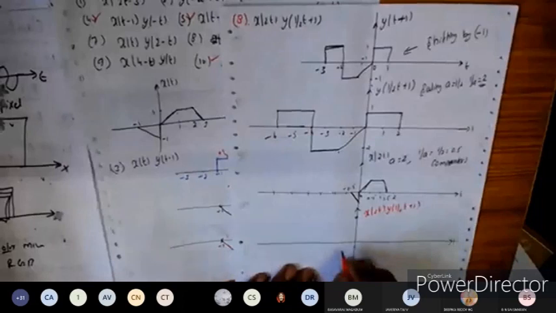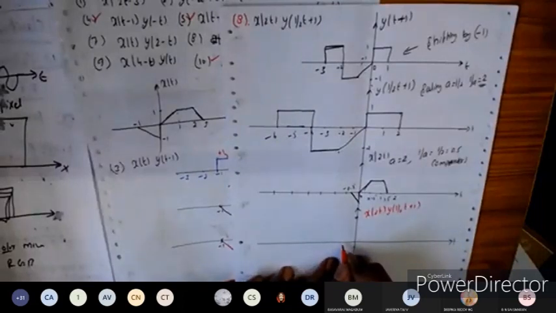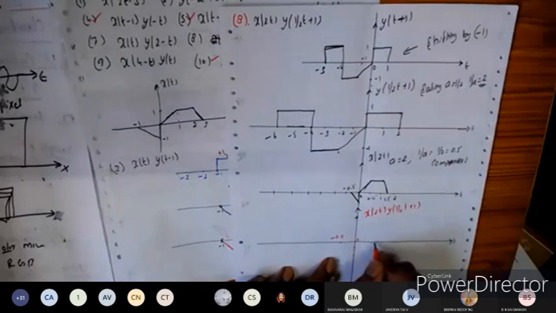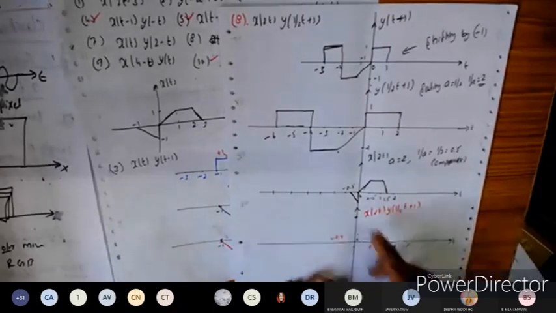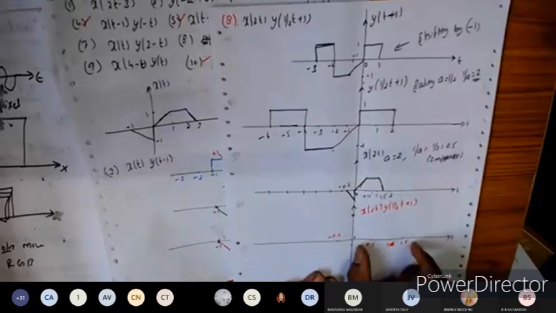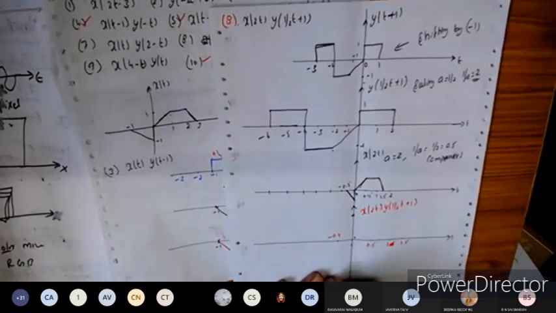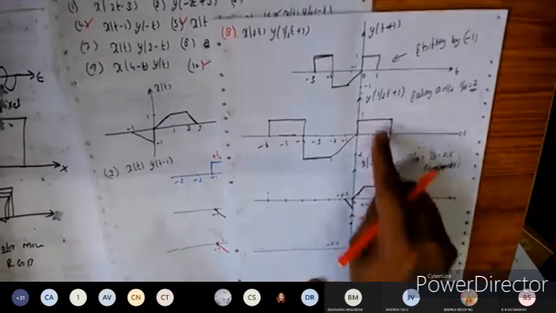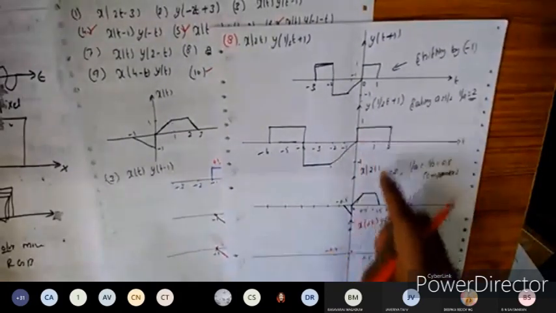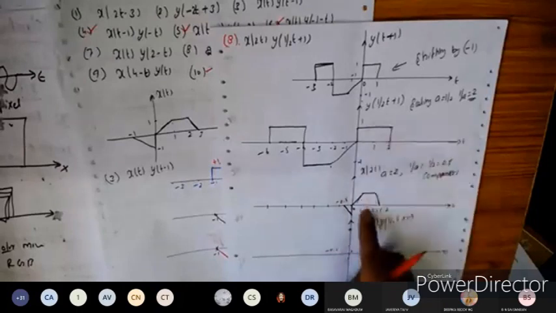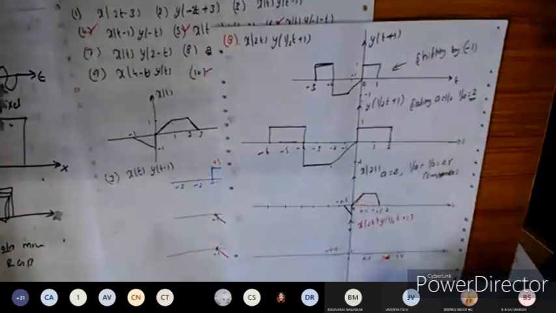Okay, now let us take the product of the signal here. So I'm going to expand the time axis here. So minus 0.5, 0, 0.5, 1 and 1.5. I'm expanding the time axis like this in order to plot the waveform. Okay, so let us come to the positive time index. In the positive time index, the waveform is like this here. 1 multiplied by any waveform, we will get the same waveform here.